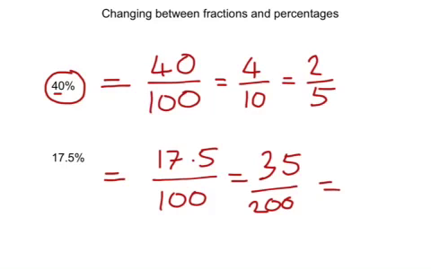But again, just be careful. 5 goes into 35 7 times, and also into 200 40 times, so we can cancel that down further. So when we want to go from a percentage to a fraction, we divide by 100.